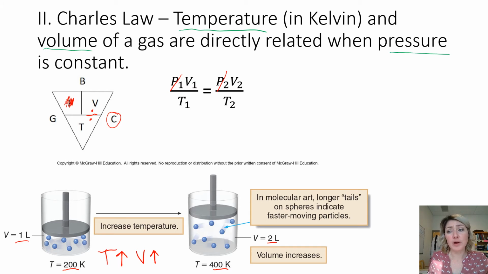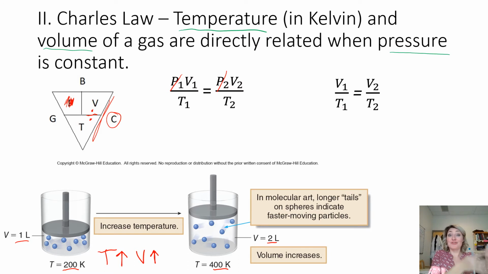So when you hold pressure constant, the equation that you're left with is V1 over T1. Again, that's what we saw in this magic triangle. V divided by T is the equation. You just remember that your initial volume and temperature go together and your final volume and temperature go together.